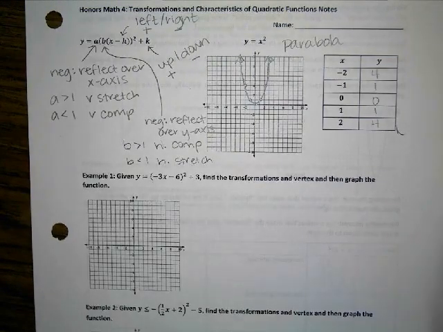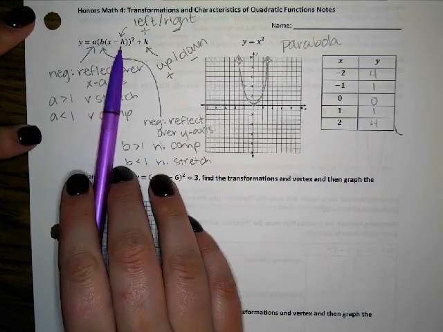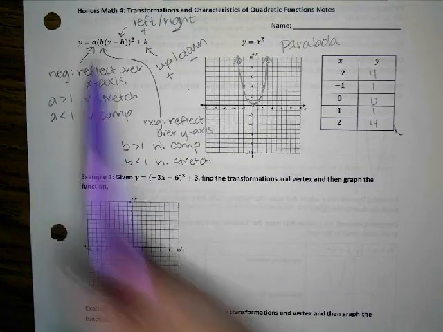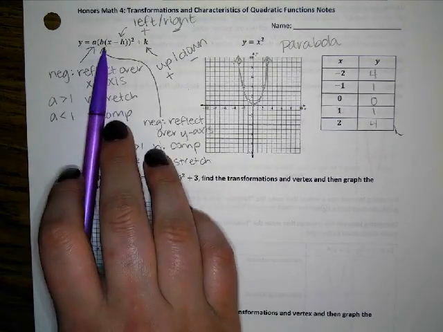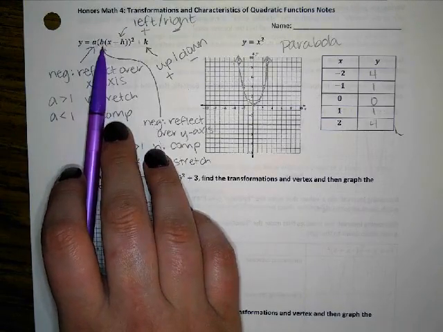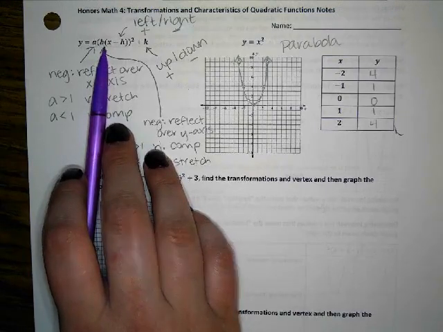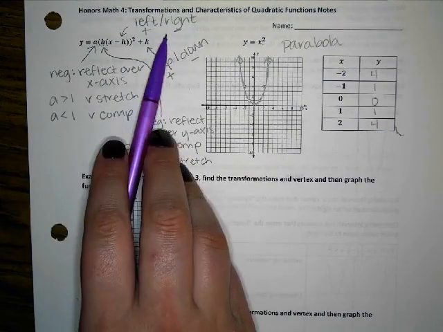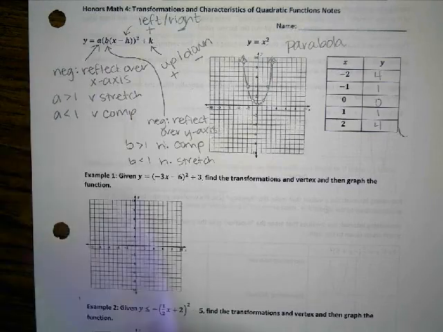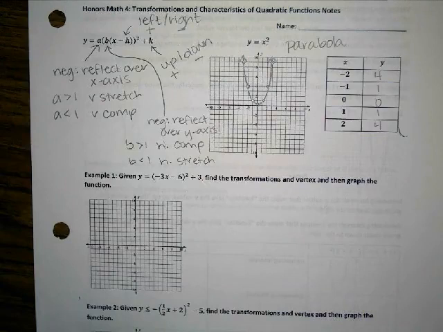So what this means now for Math 4 is that we have to look inside the parentheses and we have to make sure that the inside of the parentheses have been factored, that a GCF has been taken out of the inside of the parentheses before we determine if there is a left-right shift. Because if we decide if there's a left-right shift before we factor inside the parentheses, then our answer for the left-right shift could be incorrect. Okay? So let's look at example 1.